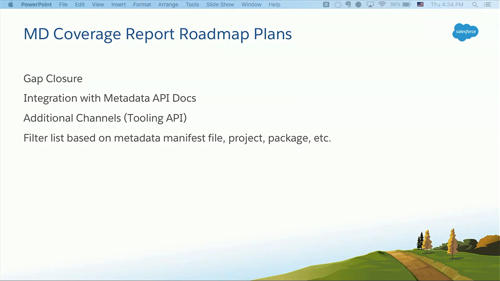Within the report itself, we're looking at things like integrating metadata API documentation directly into it. We view this report as becoming sort of the central source of metadata information and metadata documentation. We'll be adding additional channels like the tooling API and the dependency API, which maybe you've heard about, into this report. And also the ability to take a package.xml file or a project or a directory that you've got of metadata and create a scratch org definition file and filter this coverage list down for you, so you can get an easier way to view how it affects your project in particular.